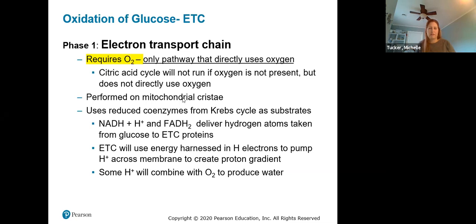It is performed on the membranes of the mitochondria, and it uses reduced coenzymes from Krebs cycle as substrates. So in Krebs cycle alone, from each turn, we get 3 NADH plus H plus 1 FADH2, multiply that by 2 if you want it for glucose. These are going to deliver hydrogen atoms to the electron transport chain proteins.